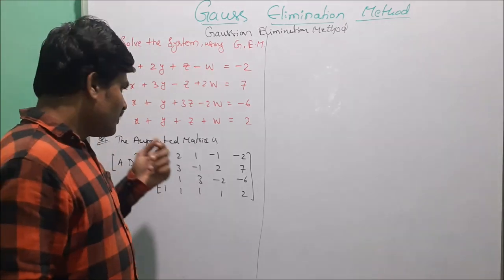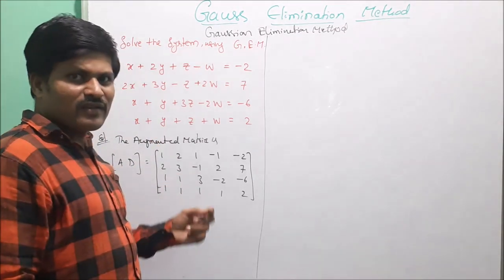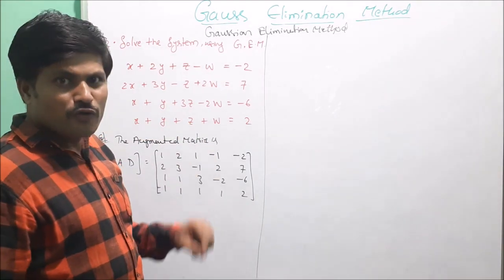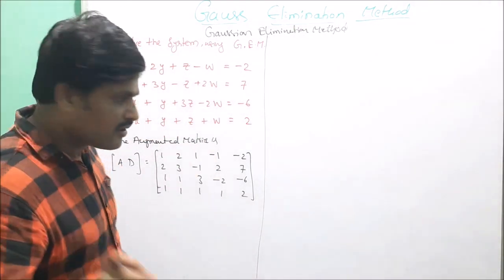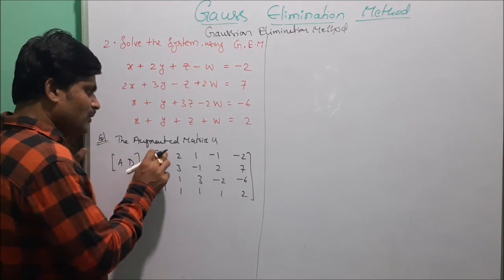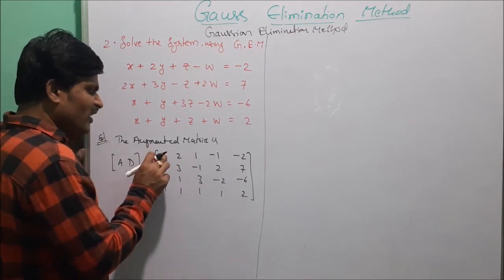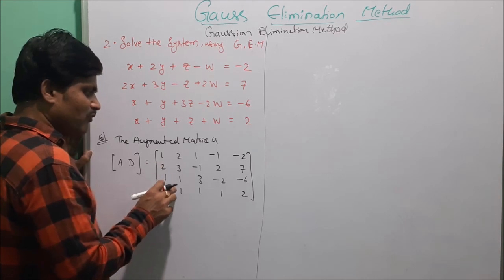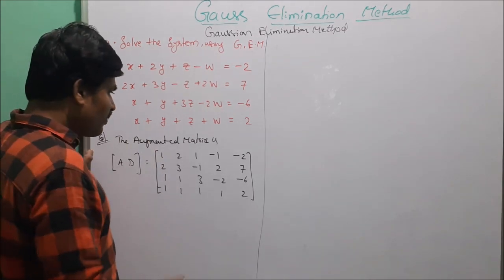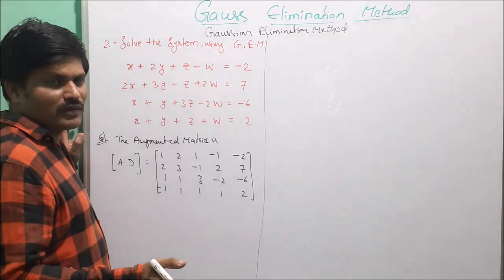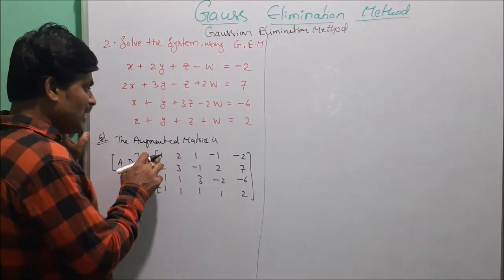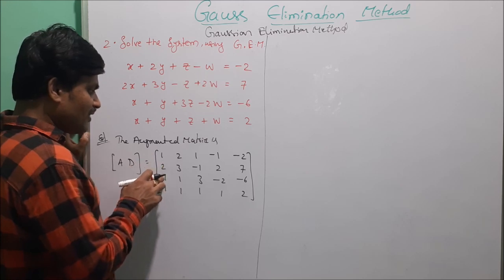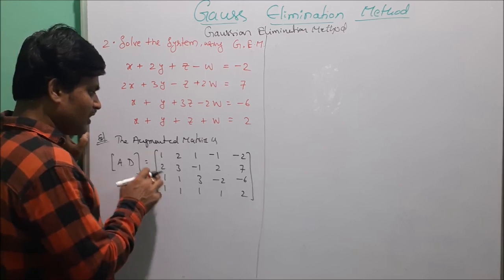Here this augmented matrix will be converted to an upper triangular matrix using elementary transformations. Here we observe that the first element of the first row is 1. Using this one, the remaining first elements of the second, third and fourth rows become zeros. So multiply by 1 and subtract from the second row, this is 0. And subtract the first row from the third row, this is also 0.